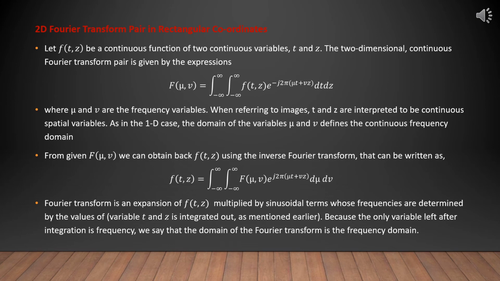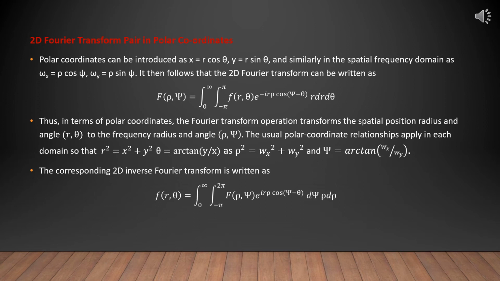Because the only variable left after the integration is frequency, we can say that the domain of the Fourier transform is the frequency domain. Find the two-dimensional Fourier transform in polar coordinates.